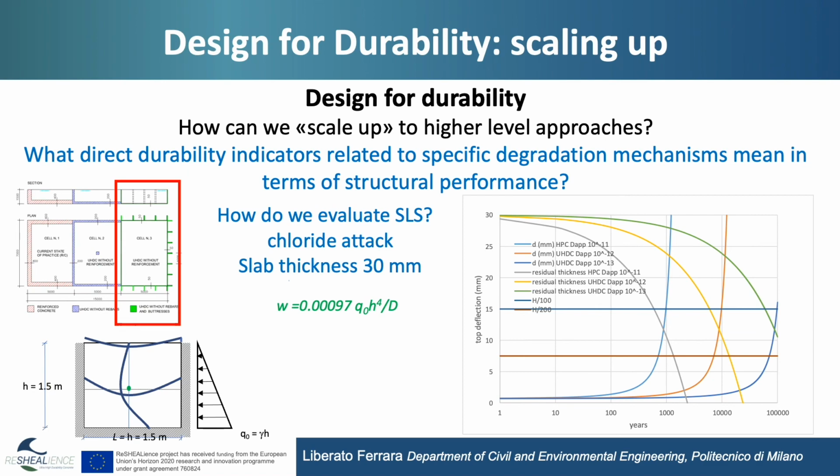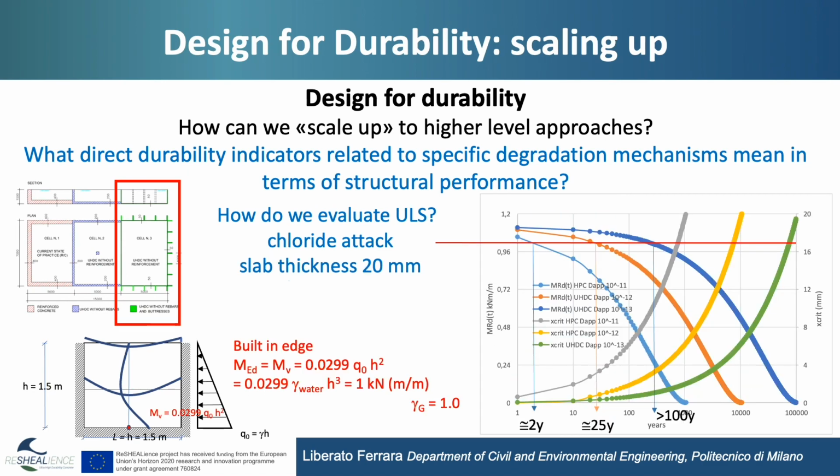And you can see here that in this case you have a very, very strict design, because if you have a high apparent chloride diffusion coefficient of 10 to minus 11, which is typical of high performance but not ultra high performance concrete, in 2 years you lose your load bearing capacity. You need to go for very, very low values of the parameter to have an expected service life that gets longer as the parameter decreases.